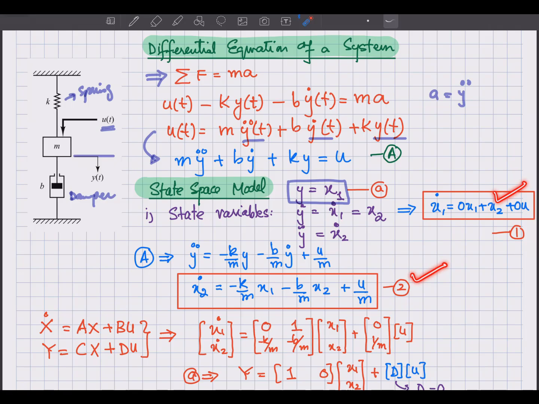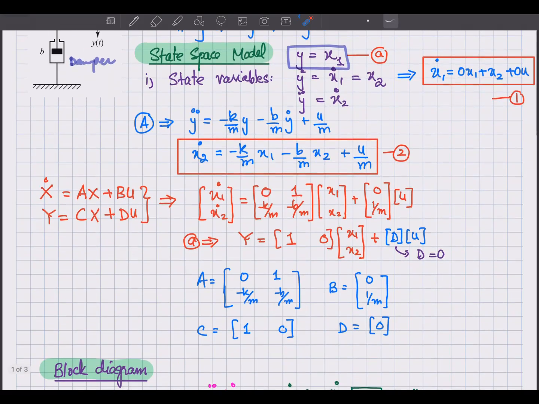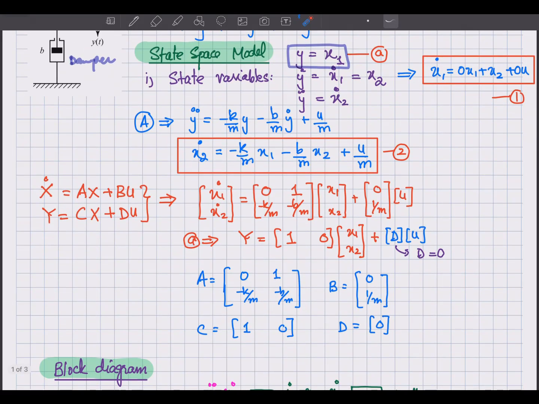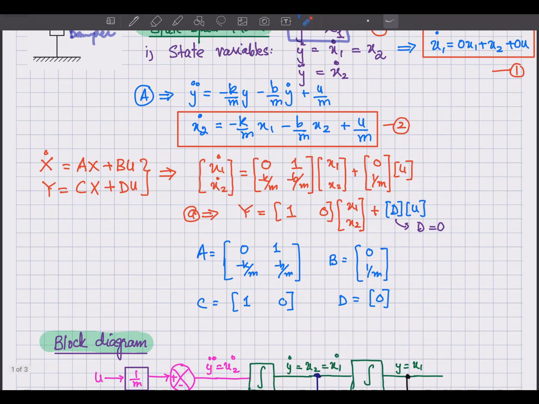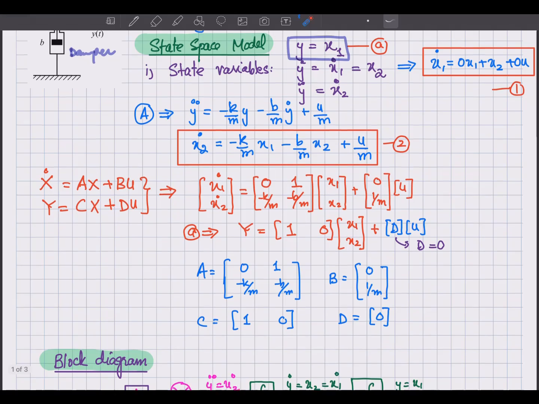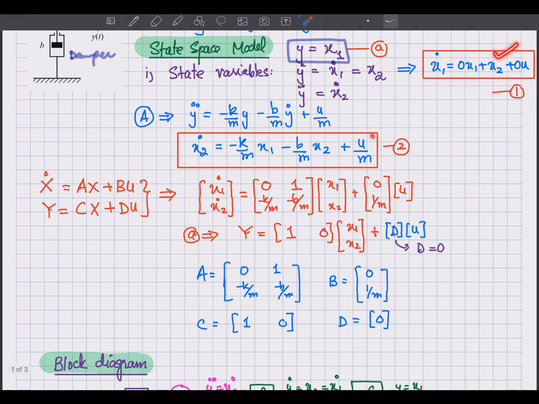So this equation 1 and equation 2 both can describe this system, that is the second order differential equation, in terms of the state space. So standard form of the state space equation is this one, x dot is equal to Ax plus Bu and y is equal to Cx plus Du. So we can write these two equations, this equation and this equation, in terms of the state space.